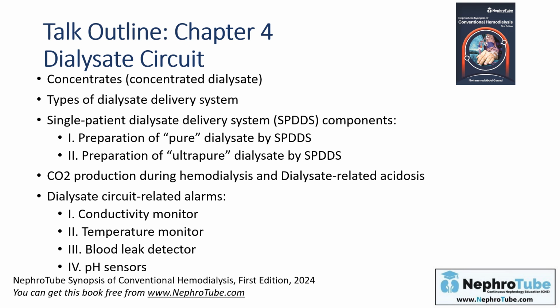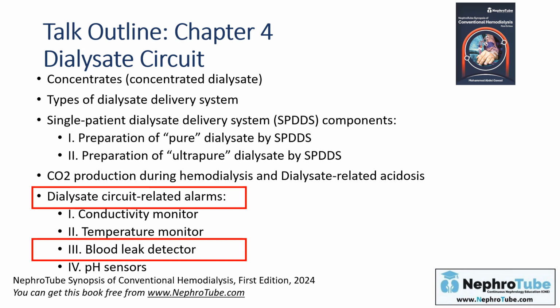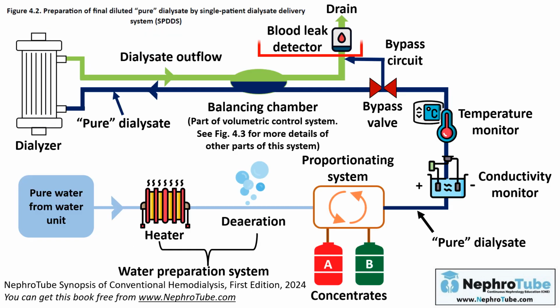The next detector or monitor is the blood leak detector. This is the site of the blood leak detector. Normally, the dialysate is going through the dialysate compartment in the dialyzer and the blood in the blood compartment, and actually there is no mix between dialysate and the blood. It is not normal to have blood in the dialysate outflow. The dialysate outflow must contain only dialysate. So the blood leak detector will detect any blood coming out with the dialysate.